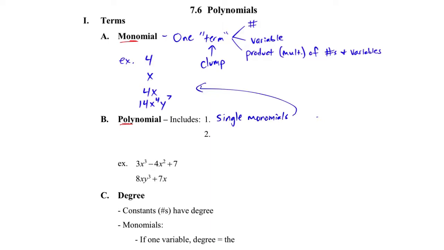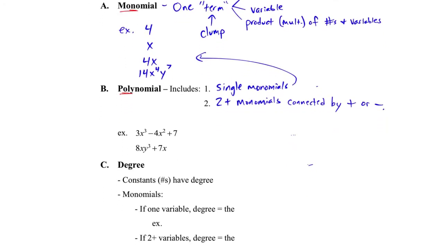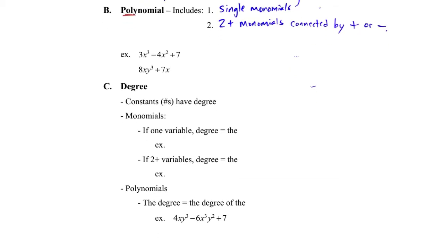It just has to have at least one term. Or the second thing is going to be 2 plus, which is my short way of saying 2 or more monomials connected by plus or minus. So we have these two polynomials down below. 3x to the third is one monomial, and we have minus our second monomial plus our third monomial. Or this here is all one monomial plus another monomial, which makes this a polynomial. Okay for those? Cool.